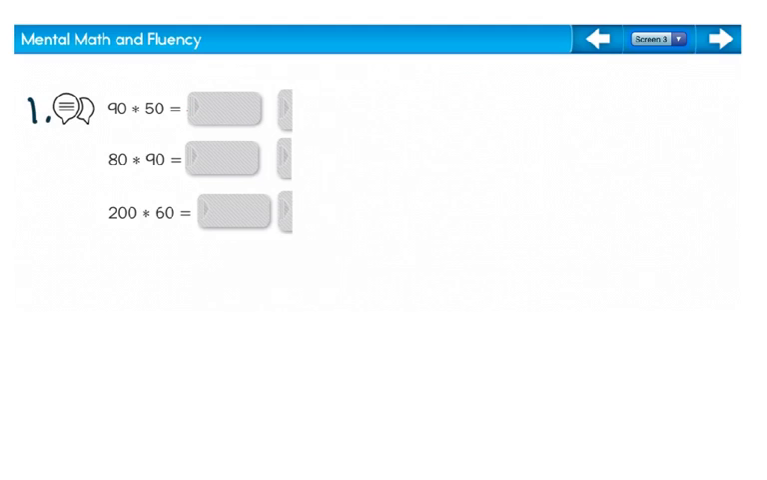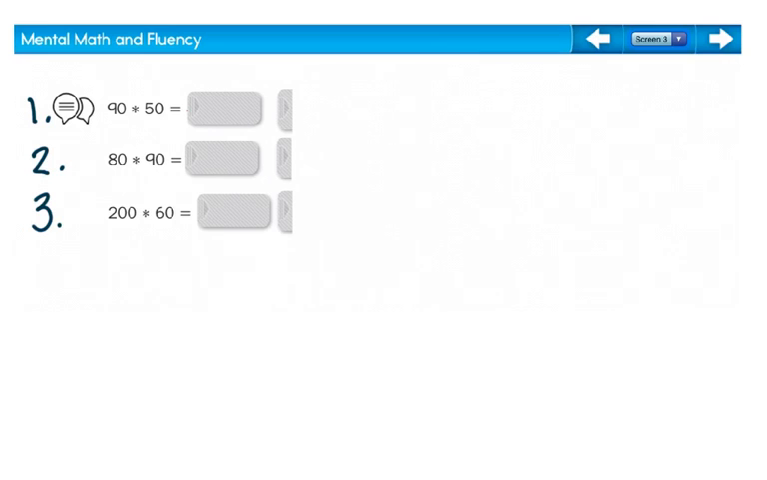You'll see some extended math facts here, where we'll figure out the basic fact and add zeros on the end. So go ahead, number 1 to 3, and do not write down the problem, just write down the solution or the product of 90 times 50, 80 times 90, and 200 times 6. Go ahead, pause the video, write down the solutions.